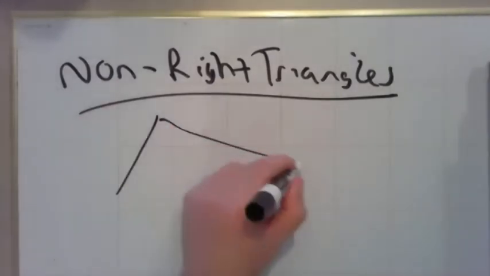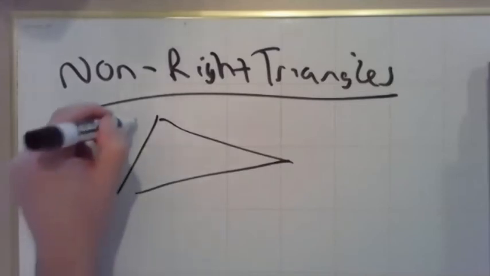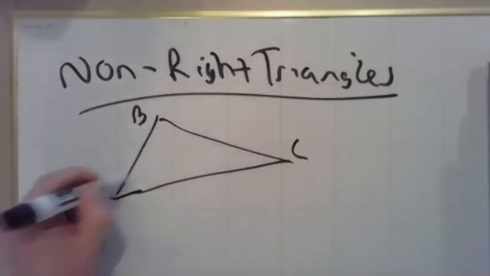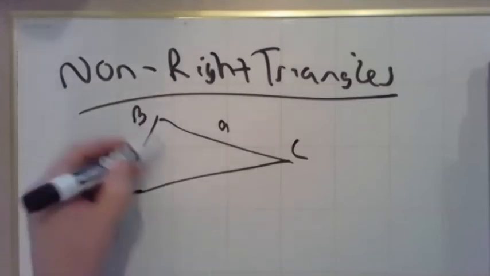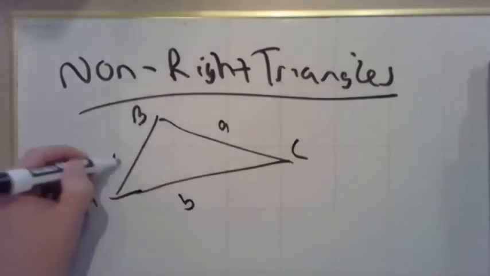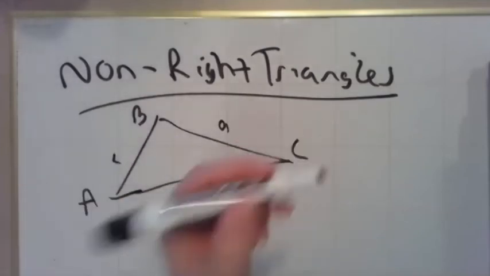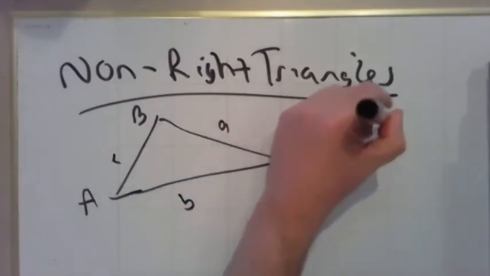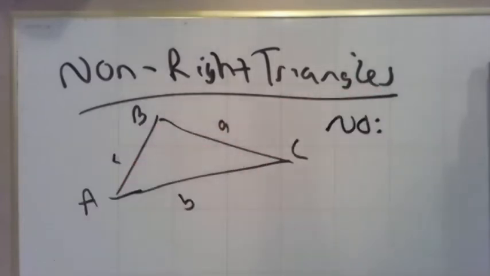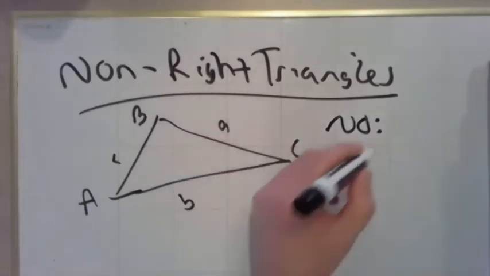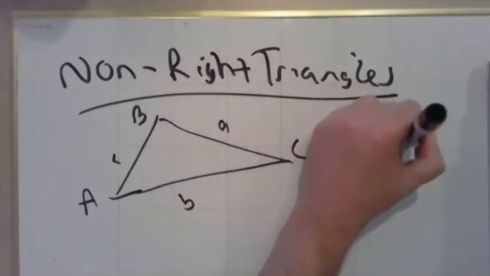We'll have some triangle A, B, C. Across from angle A is side little a, across from angle B is side little b. We do not have Pythagorean. C is no longer a right angle. We don't have a right angle. No Pythagorean.